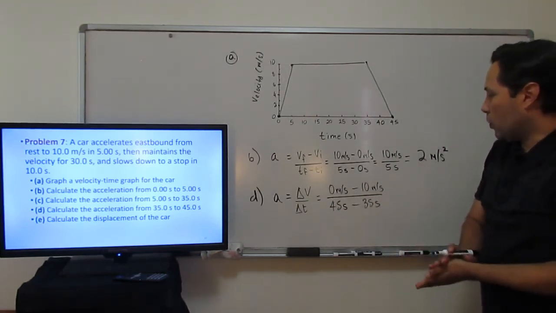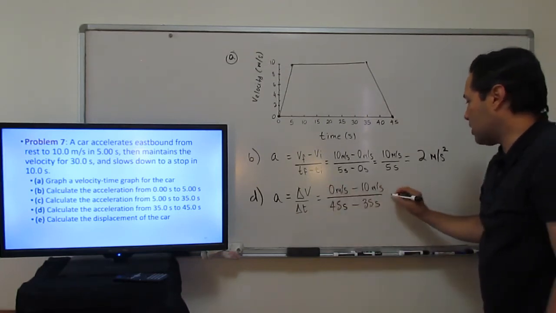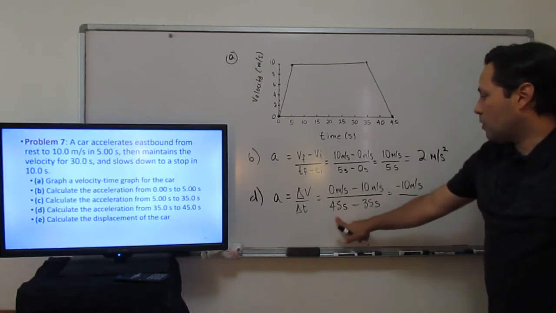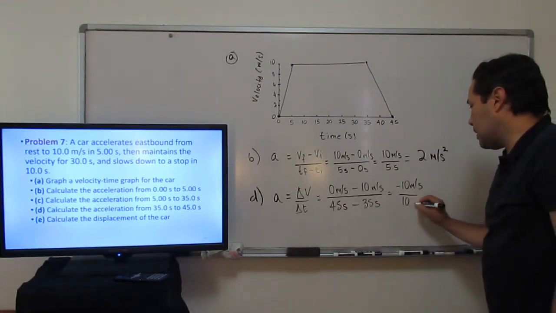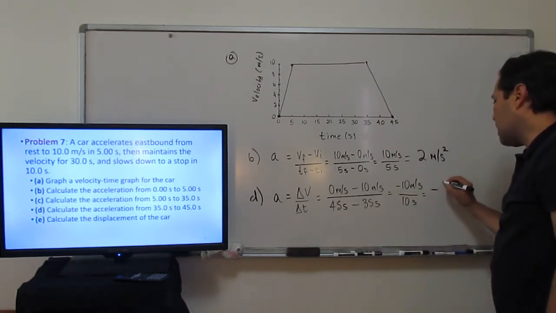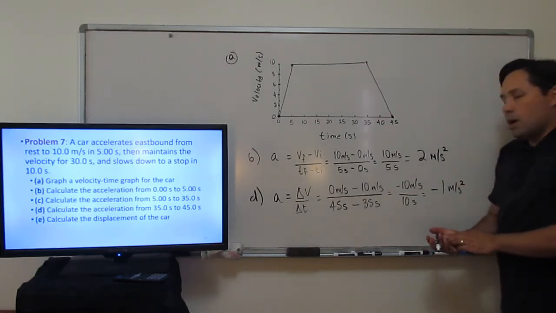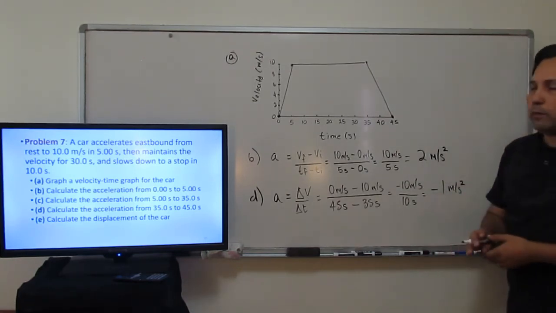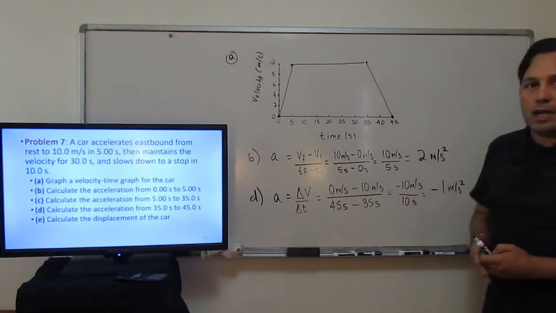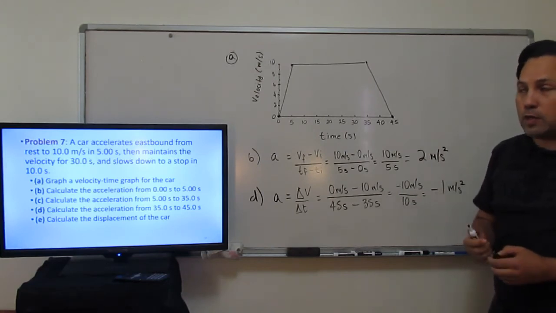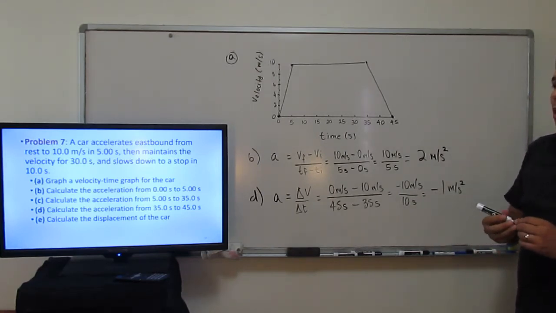Okay, so we go ahead and solve for this. 0 minus 10 will give me a negative 10 meters per second. And 45 minus 35 will give me 10 seconds. So our answer is negative 1 meter per second squared. Alright, why negative? Well, look at the slope of the line. It's got a negative slope. That means it is slowing down. It's got negative acceleration, so it's slowing down. Alright, up next, part E.